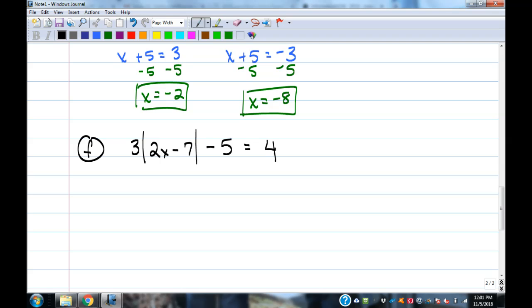So what are we trying to get by itself first? The absolute value part. So which numbers on that side are not in the absolute value? The 5 and the 3. So we got to get rid of those. Which one do we get rid of first? Why?